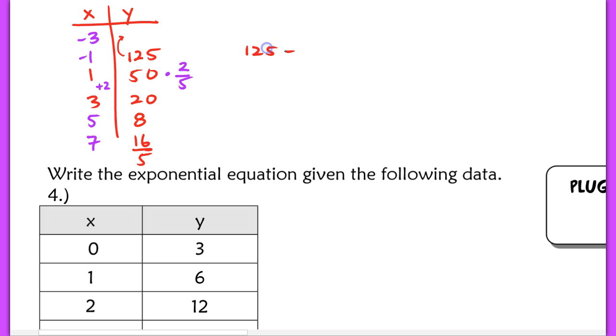And then again, to get from this value to the previous one, I'm going to take 125 now and divide by 2/5, which is the same as taking 125, multiplying it by its reciprocal, 5/2. This one isn't going to simplify so nicely for me, but this is going to be 625 divided by 2. And there's my table.